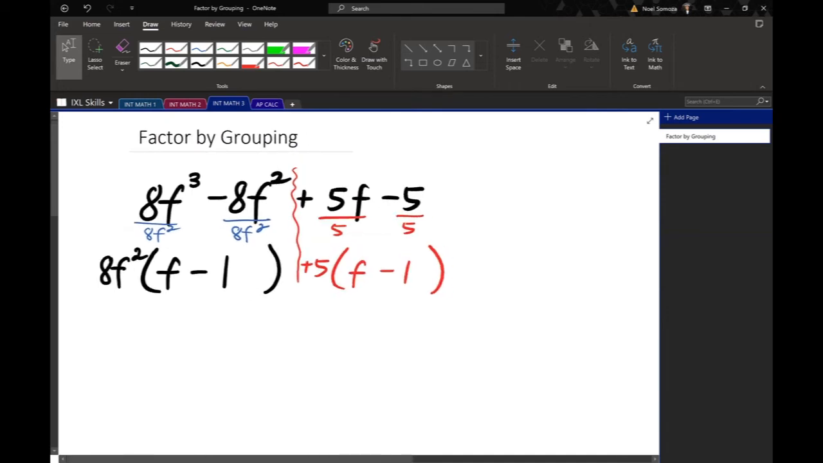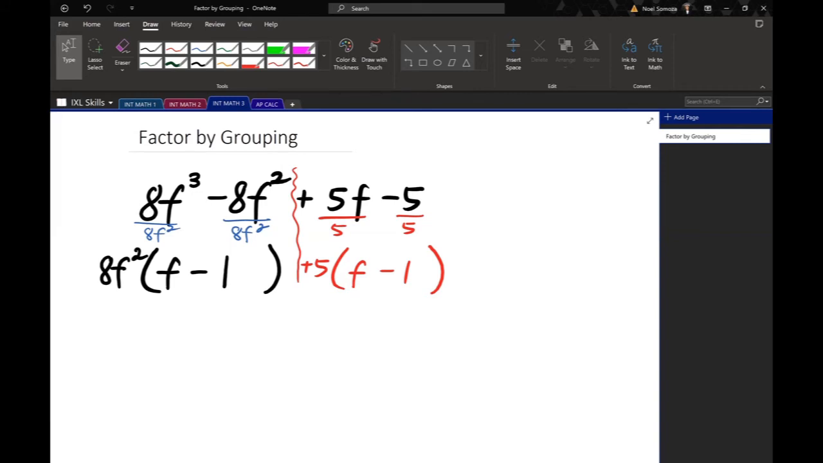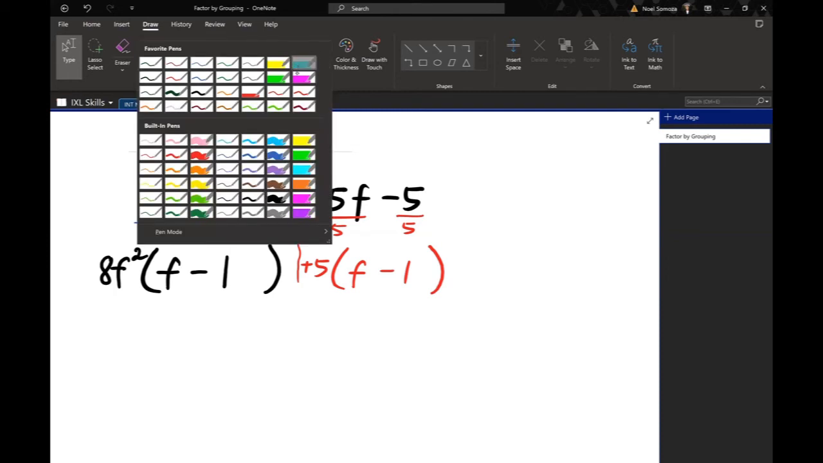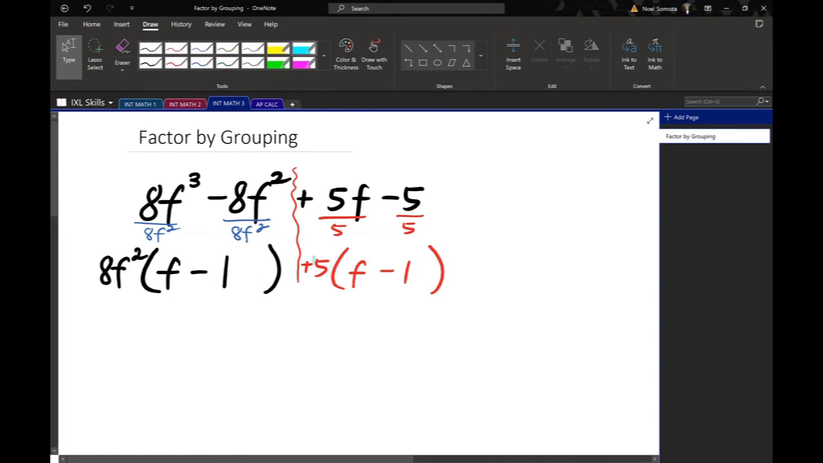It's to split up the 4 terms into 2 groups of 2 and find the GCF of both of those groups. Then you're going to do the GCF one more time. Okay, so now notice what you have in common between the expression down here. I'm going to erase this. I have a new expression, right? 8f squared times f minus 1 plus 5 times f minus 1.